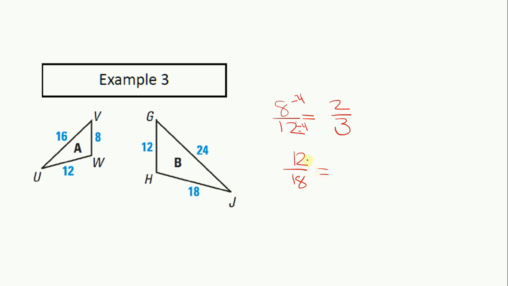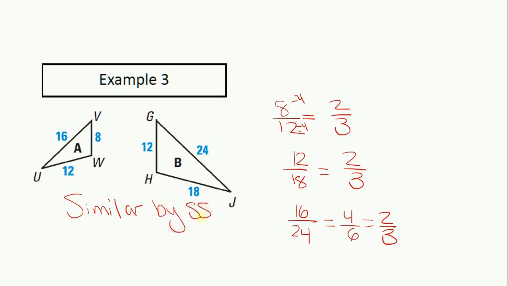And then I can go 12 over 18. Divide a 6 into both of those. So that would be 2 over 3 as well. And then it looks like 16 over 24, which I can divide a 4 into, which would be 4 over 6. Oh, that simplifies down to 2 over 3 as well. So all my ratios are equal, so I can say they are similar. And it is by SSS that they are, because all sides are proportional. So I got triangle UWV is similar to, like that. So gotta do the same thing over here, it looks like. So that'd be JHG.